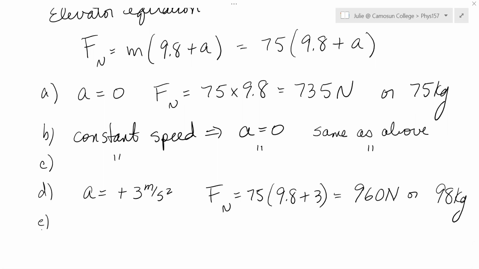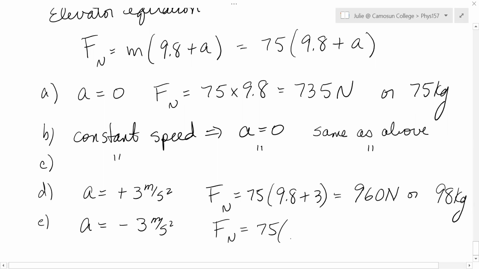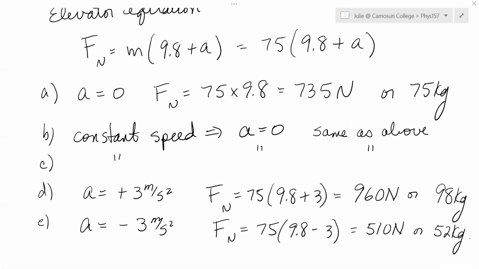And then if the elevator is accelerating down, that would be acceleration of -3, and now you're going to feel lighter. And so Fn would be 75 times (9.8 minus 3). The 9.8 always stays positive, then you subtract the 3. So it'd be 510. I think these have been rounded. Or divide that by 9.8 and you get 52 kilograms. So the reading on the scale varies widely as the elevator is accelerating up and down. Okay, that's it for these questions now.